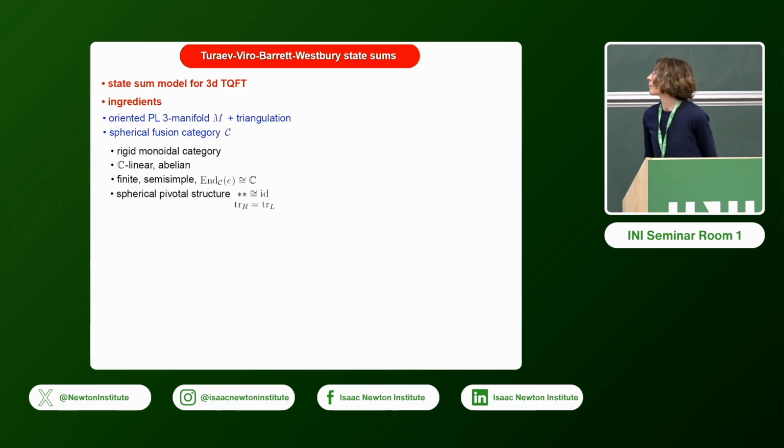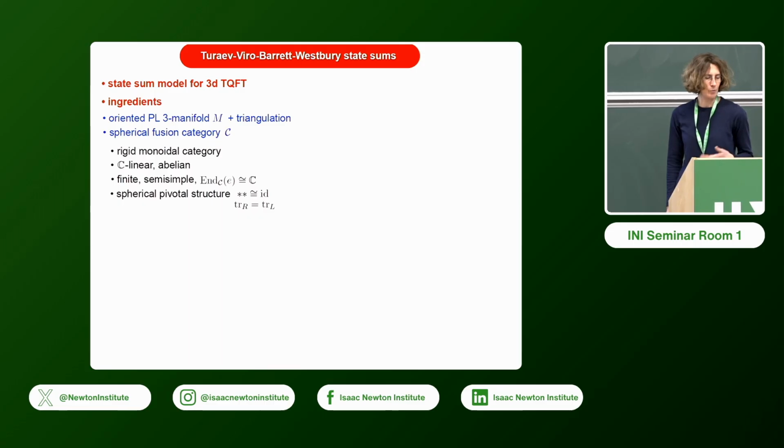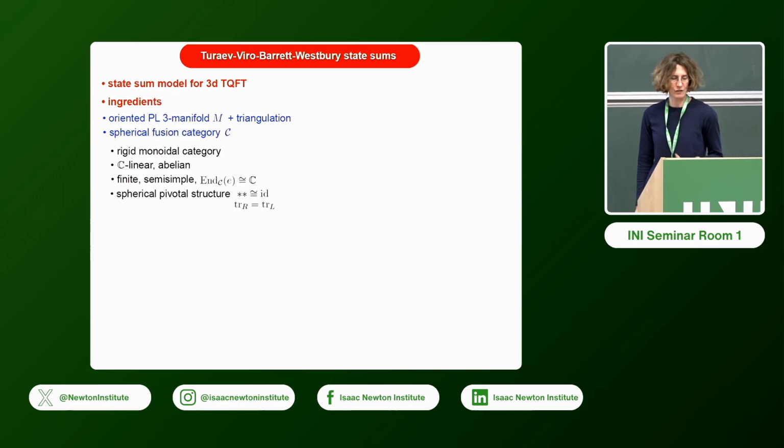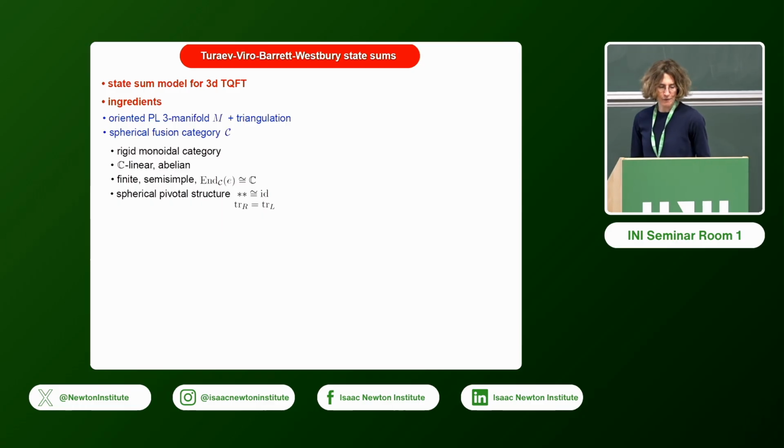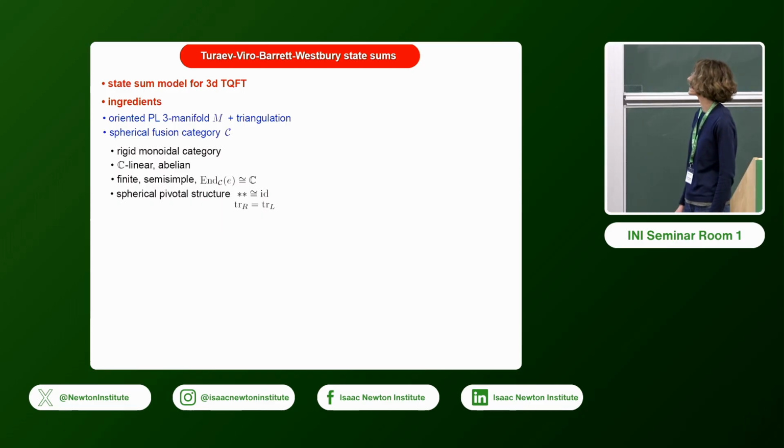So that means it's a monoidal category, so it has a tensor product, it is rigid, it has duals. It's also supposed to be C-linear and abelian, and finite semisimple, and the endomorphisms of the tensor unit are just the field C. And then it needs to have a pivotal structure, so an isomorphism from the double dual to the identity, and the left and right traces need to agree.